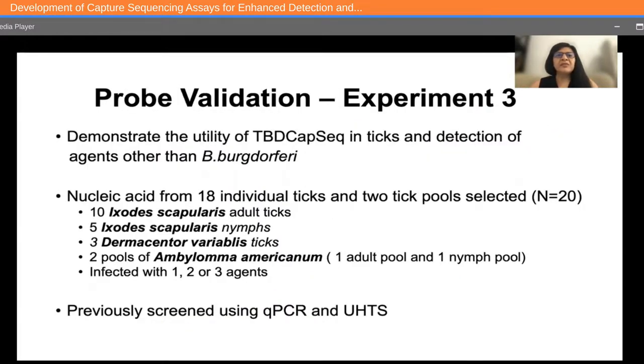So the next experiment was to demonstrate the utility of TBD-Cap-seq in ticks and detection of agents other than Borrelia burgdorferi. In order to do that, we used 18 individual ticks and 2 tick pools. There were 10 Ixodes scapularis adult ticks, 5 Ixodes scapularis nymphs, 3 Dermacentor variabilis ticks, and 2 pools of Amblyomma americanum, and each of these ticks was infected with 1, 2, or 3 agents. They were previously screened using qPCR or unbiased high throughput sequencing.